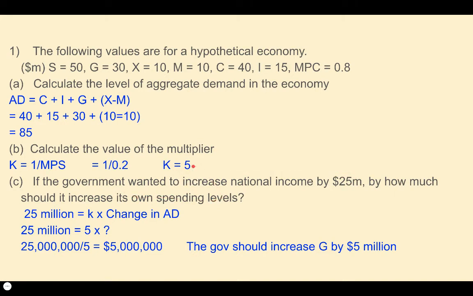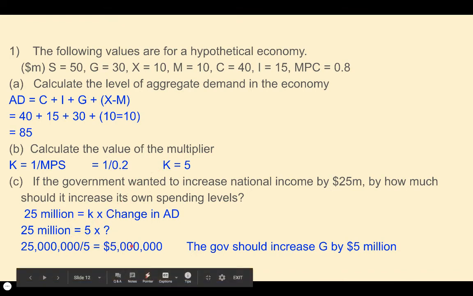It's pretty easy when K is 5 to see this. So plug it in. 25 million equals K times the change in aggregate demand. K is 5, we know that from question B. They're going to need to spend $5 million. So 25 million divided by 5, we put that on the other side, and it's going to be 5 million. So the government should increase government spending by 5 million.